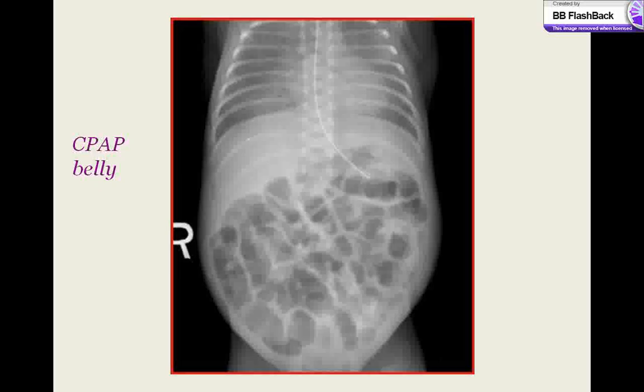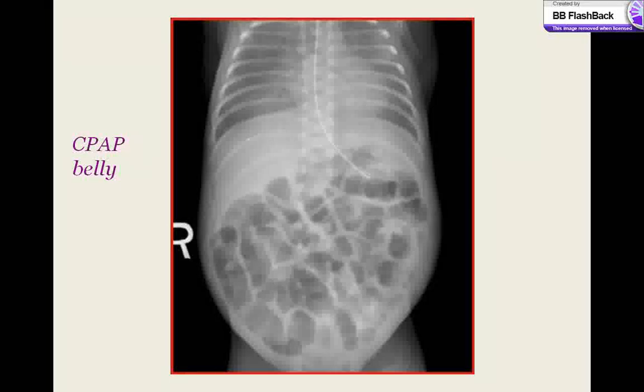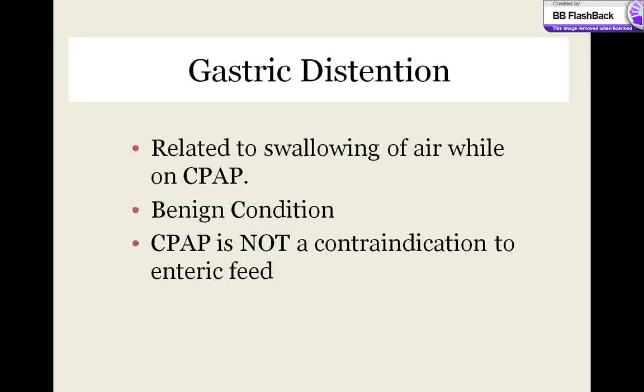CPAP belly is commonly seen while on CPAP. Uniform gas distribution with haustration on X-ray rules out other major pathology. As tone of gastric sphincter is higher than CPAP levels, air will not enter stomach easily. Because of poor sphincter tone in premature baby and high flow required to generate CPAP, abdominal distension is seen in the baby while on CPAP.